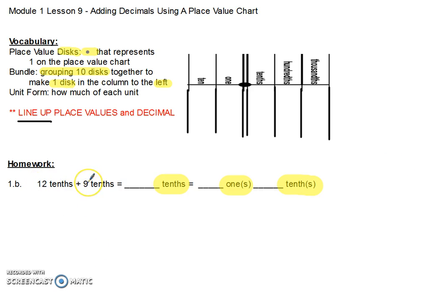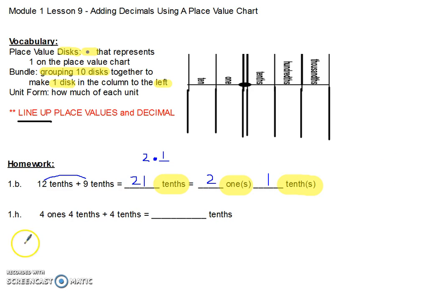So we have 12 tenths plus 9 tenths. How many tenths do we have altogether? 9 plus 12 is 21. So we have 21 tenths. Now it's asking us, out of that 21 tenths, how many of those are in the ones and how many are in the tenths? And sometimes it helps me to write 21 tenths in standard form. And so I know I have one decimal, or one place value after my decimal, so I'd have a 1 and a 2, and that just helps me see, oh, I have 2 ones and I have 1 tenth. So 21 tenths can also be written as 2 ones and 1 tenth.